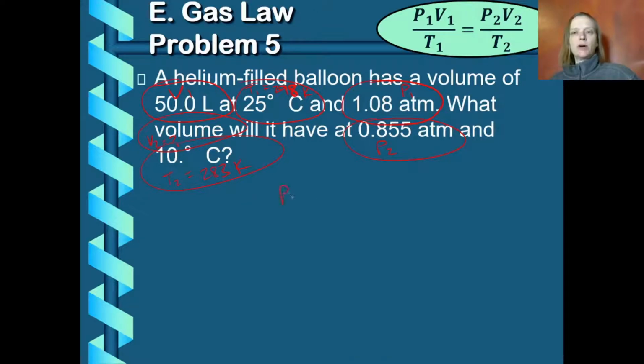I'm going to use my combined gas law here. P2 V2 over T2, and I'm using all of the variables this time. Nothing cancels out, nothing disappears. So I have 1.08 atmospheres times 50.0 liters divided by 298 Kelvin, and that equals 0.855 atmospheres times my unknown V2 that I want to calculate divided by 283 Kelvin.